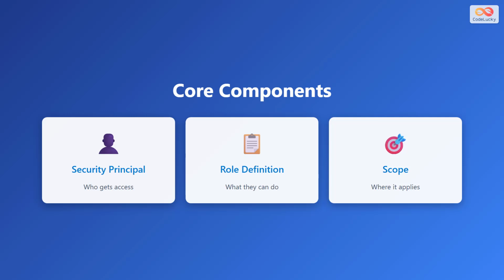Azure RBAC is built on three core components that work together to grant access. First is the security principal, which answers the question who gets access. Second is the role definition, which defines what they can do. And third is the scope, which determines where these permissions apply. These three components form the foundation of every access control decision in Azure. Understanding how they interact is key to mastering RBAC.